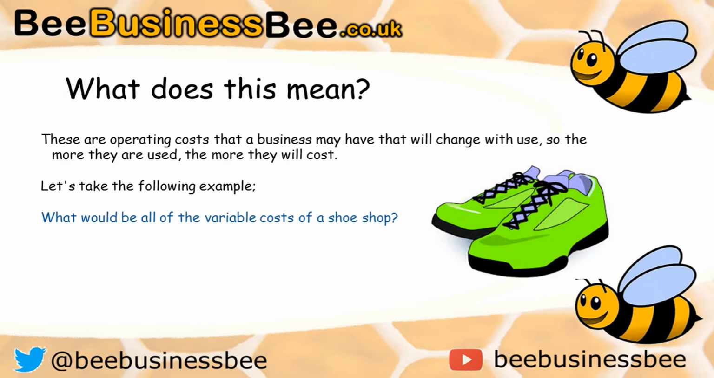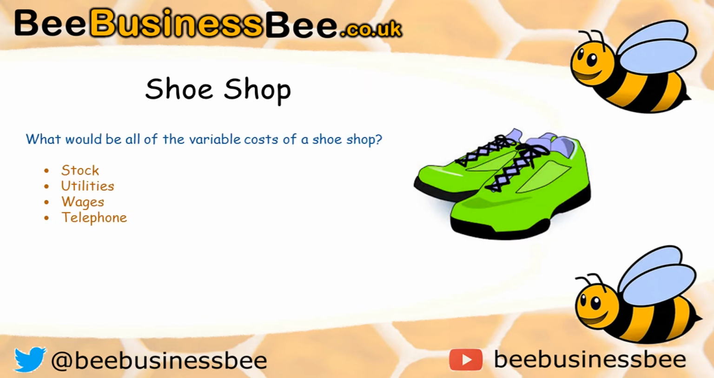Again, let's stick with our shoe shop idea. Make a list of all the variable costs that you think the shoe shop will have. Pause the video now. So, what should you come up with? The variable cost a shoe shop might have could be stock, buying in more shoes, because if they sell more shoes, they need to buy more shoes. So that's going to be a variable cost.